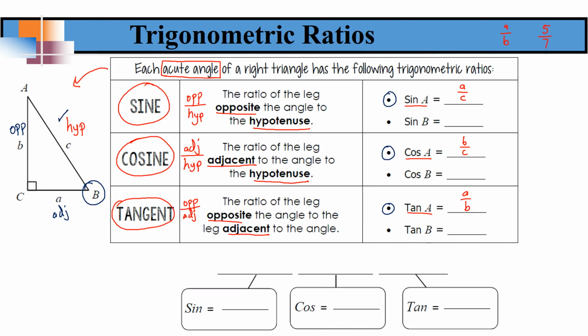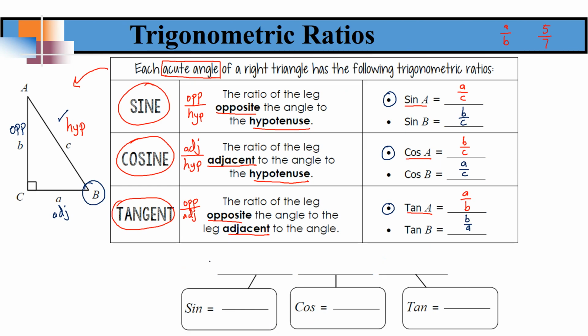Sine of b, cosine of b, and tangent of b. So let's fill those in. So sine of angle b, again, the formula is opposite over hypotenuse. In this case, that'll be b over c. Cosine of angle b, remember that's adjacent over hypotenuse. In this case, that's a over c. And finally, tangent of angle b, that's opposite over adjacent. In this case, that's going to be b over a.